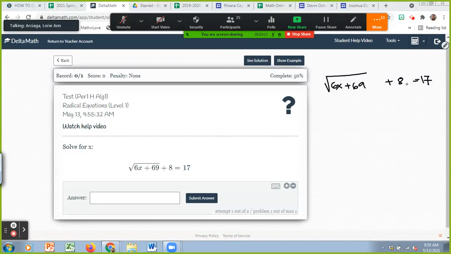All right. So remember, you have to isolate the radical. No matter how simple or complicated it is, it's going to be alone on one side. So move this over, it will become negative 8. So square root of 6x plus 69 equals 17 minus 8, which is 9. Then after, we're going to square both sides.